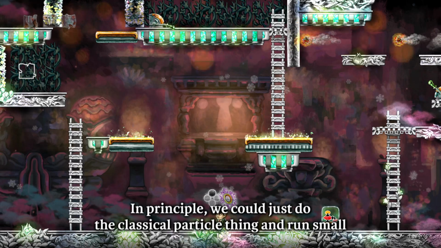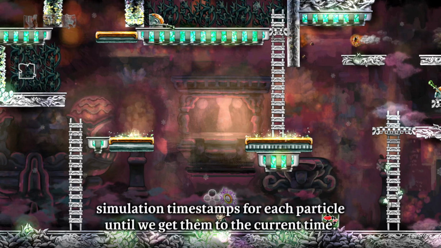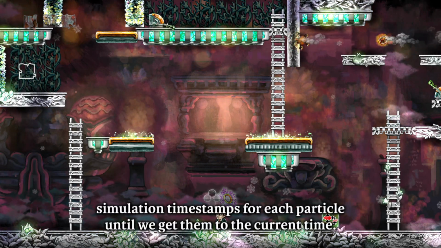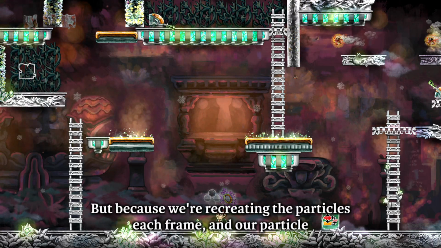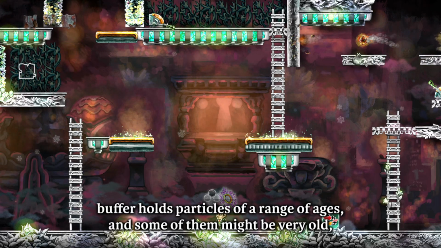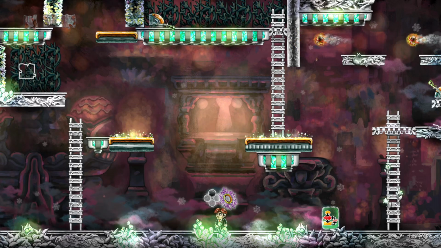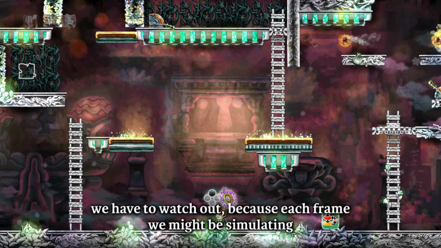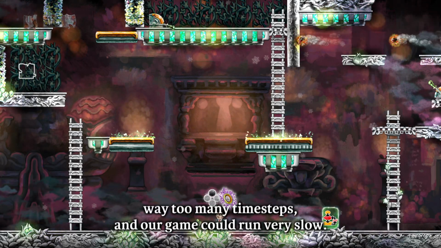In principle, we could just do the classical particle thing and run small simulation time steps for each particle until we get them to the current time. But because we're recreating the particles each frame and our particle buffer holds particles of a range of ages, and some of them might be very old, we have to watch out because each frame we might be simulating way too many time steps and our game could run very slow.